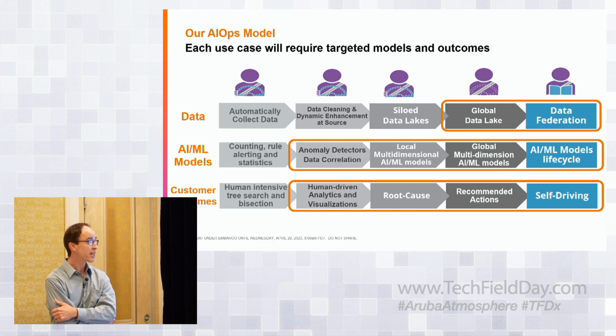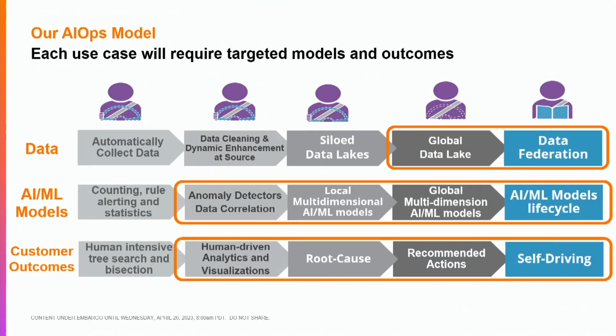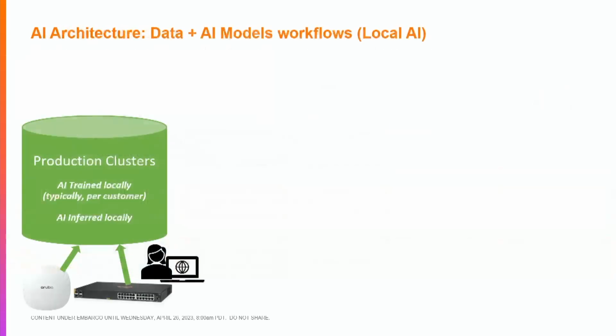On the customer outcomes, as I said earlier, depending on the use case, the outcomes may vary between just telling a user this is failing, versus giving them an action of what to do next, or giving a button to self-drive and run this model periodically and update the network automatically. So how do they make this possible?